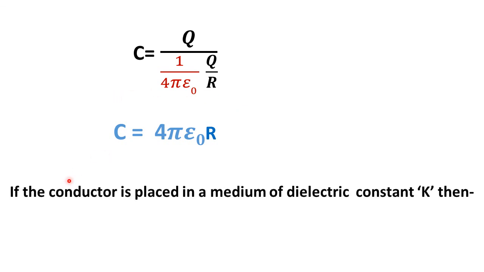If this conductor is placed in a medium of dielectric constant K, and not in free space, then this will be modified as C is equal to 4 pi epsilon naught K into R. Epsilon naught K is equal to epsilon, where epsilon is the permittivity of that medium whose dielectric constant is K.